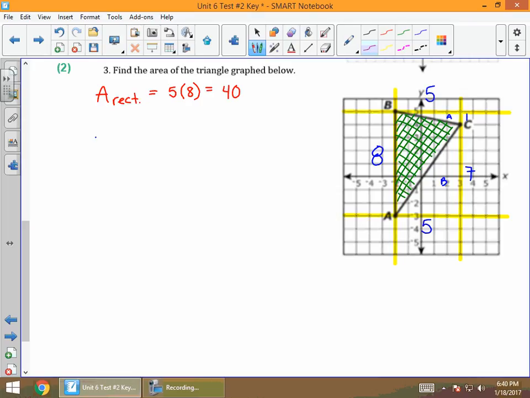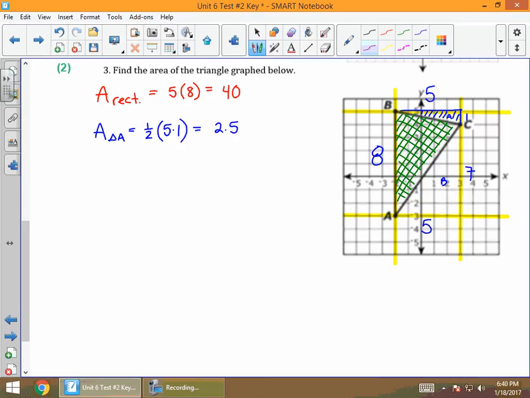So how do I find the area of triangle A? Well, that's 1/2 the base times the height. Well, that is a 5 by 1 right triangle. If I look at this right triangle, it's 5 by 1. So 1/2 of 5 times 1. Well, 5 times 1 is 5, and 5 divided by 2 is 2.5, right? Or 5 over 2.